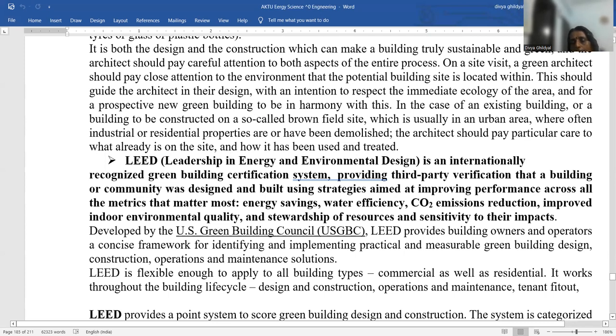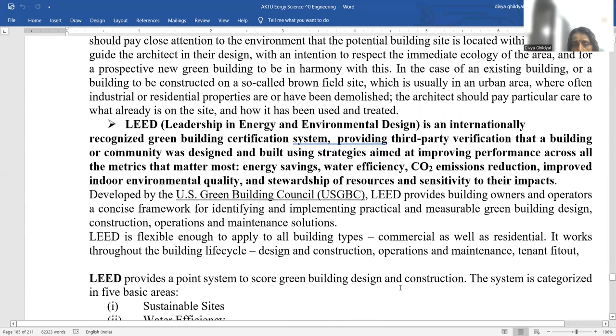Energy and Environmental Design is an internationally recognized green building certification system providing third-party verification that a building or community was designed and built using strategies aimed at improving performance across all the metrics that matter most: energy savings, water efficiency, carbon dioxide emission reduction, improved indoor environmental quality, and resources and sensitivity to their impact.